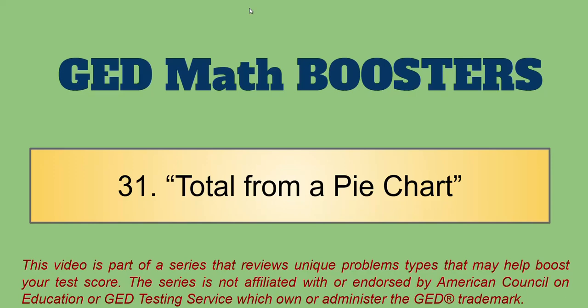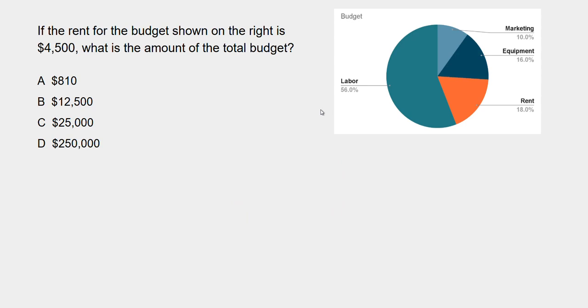The topic of this video involves finding the total from a pie chart. This is a pretty common question. If the rent for the budget shown on the right is $4,500, what is the amount of the total budget?